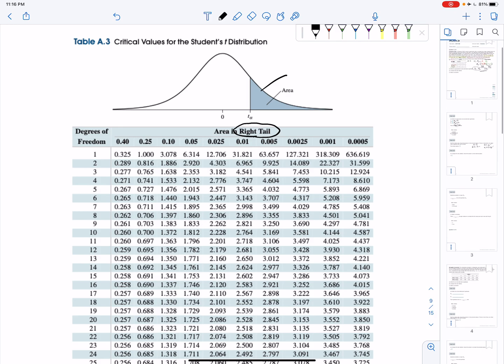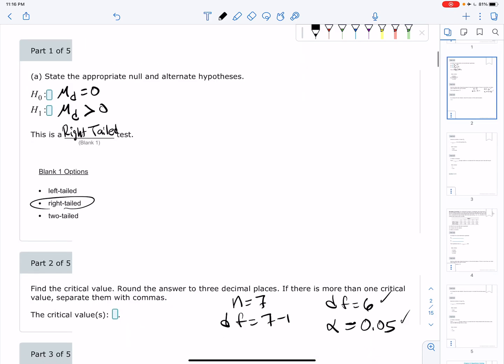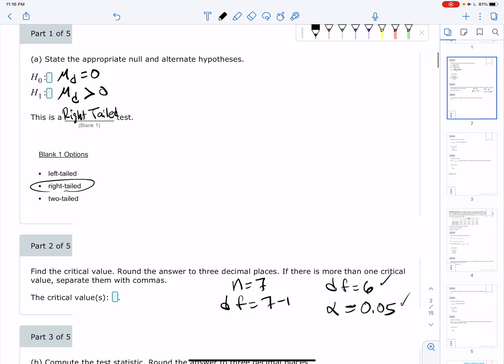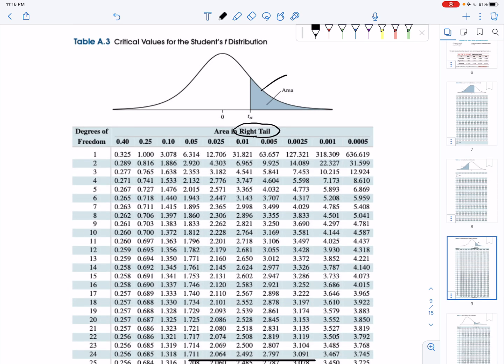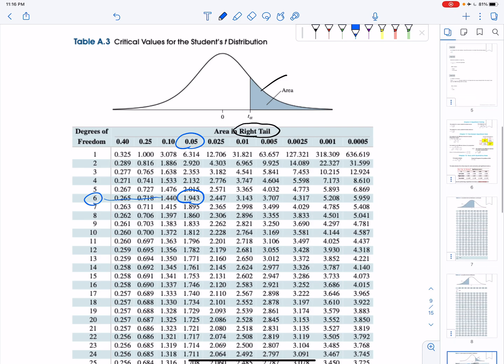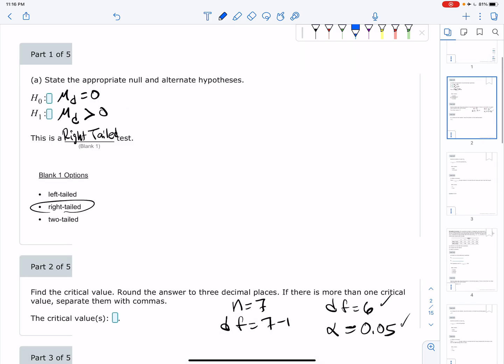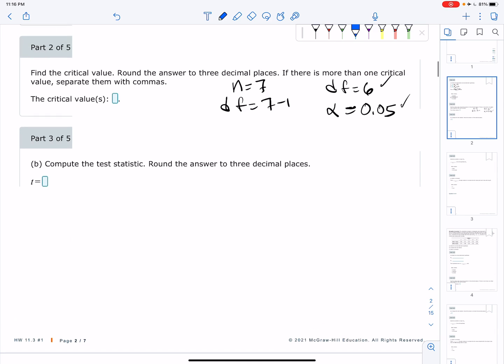Let's see, I got off track here. Well, that's not too bad off track, but we had degrees of freedom 6 and 0.05. Degrees of freedom is 6, and 0.05. There we go. Okay, so we have a t-value of 1.943. Right there. So our critical value, t sub alpha, is 1.943.